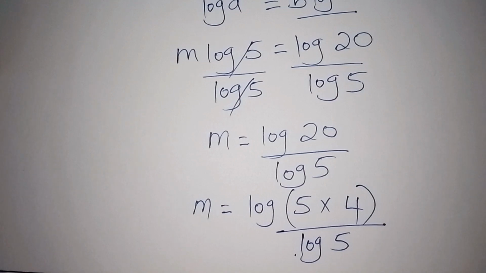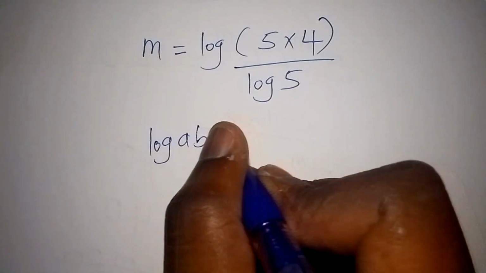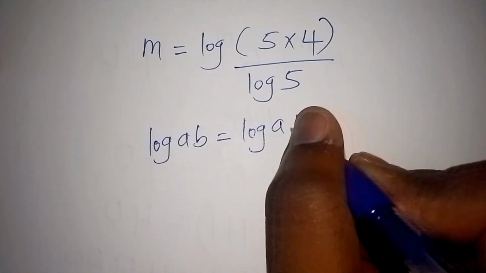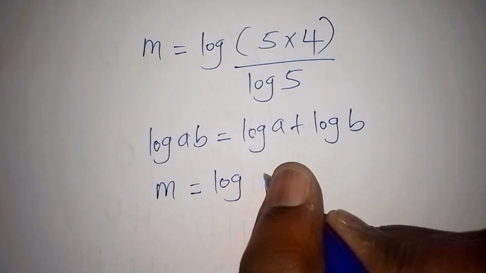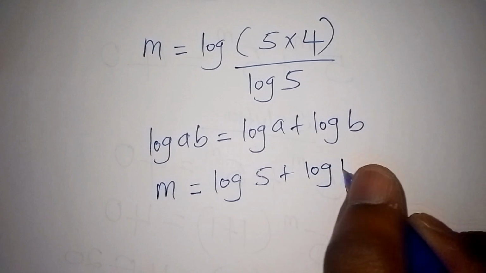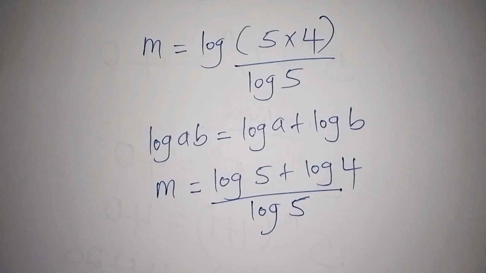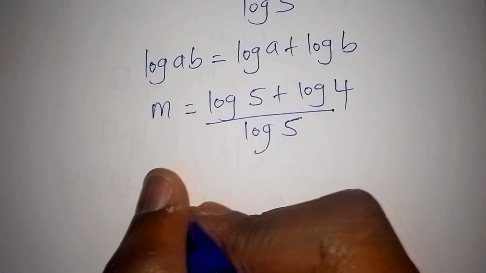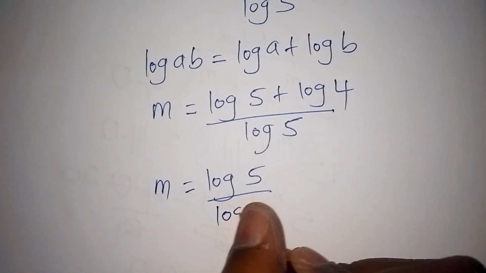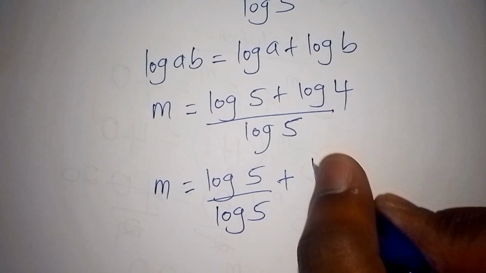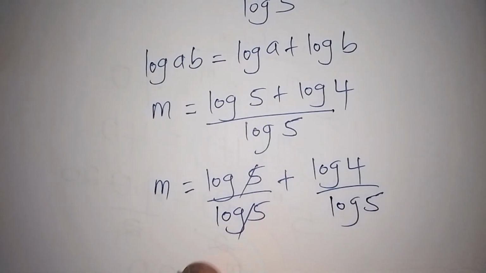Now assume, for example, we have the log of a b. This can be written as the log of a plus the log of b. So m is equal to the log of 5 plus the log of 4, all over the log of 5. We use the log of 5 to divide both sides, so m is equal to the log of 5 all over the log of 5, plus the log of 4 all over the log of 5. So the log of 5 and the log of 5 cancel each other.